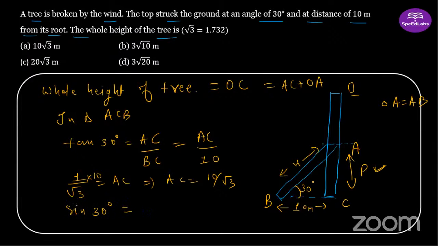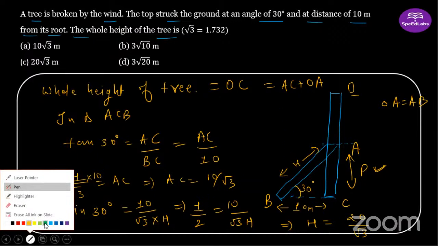Now again in the same triangle, if I apply sine 30 degrees, sine 30 degrees is equal to perpendicular upon hypotenuse. So this would be equal to 10 by root 3 into h. Now what is the value of sine 30 degrees? 1 upon 2. So 1 upon 2 is 10 upon root 3 h. This gives us the value of h equal to 20 upon root 3.